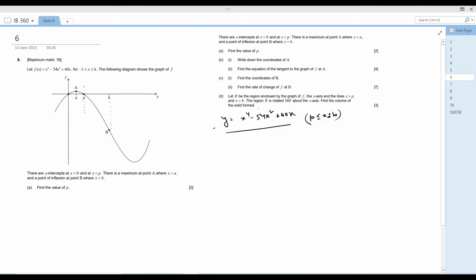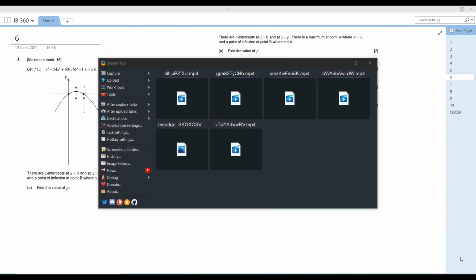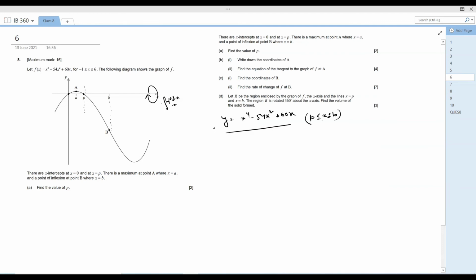Now I have already told in previous videos that the region R is rotated 360 degrees about the x-axis. So if something is rotated about the x-axis through 360 degrees, then the volume will be in y square dx format. So the formula is pi y square dx. In this way we can find the volume, that is pi y square dx, if we revolve around the x-axis.